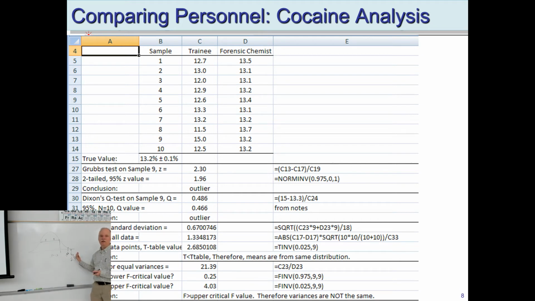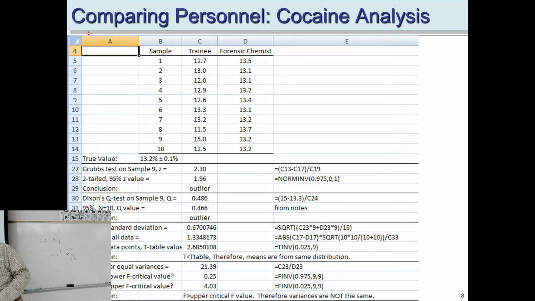No, it wasn't. I don't know what pushed it that far out, but I can say it's not part of the population of randomly distributed data. Something significant happened to that sample, and so I can throw it out because it doesn't represent the mean. Same thing with the Q test. We calculated that the questioned distance was 0.486, and the critical value was 0.466. So it's greater than the critical value, and it's rejected.